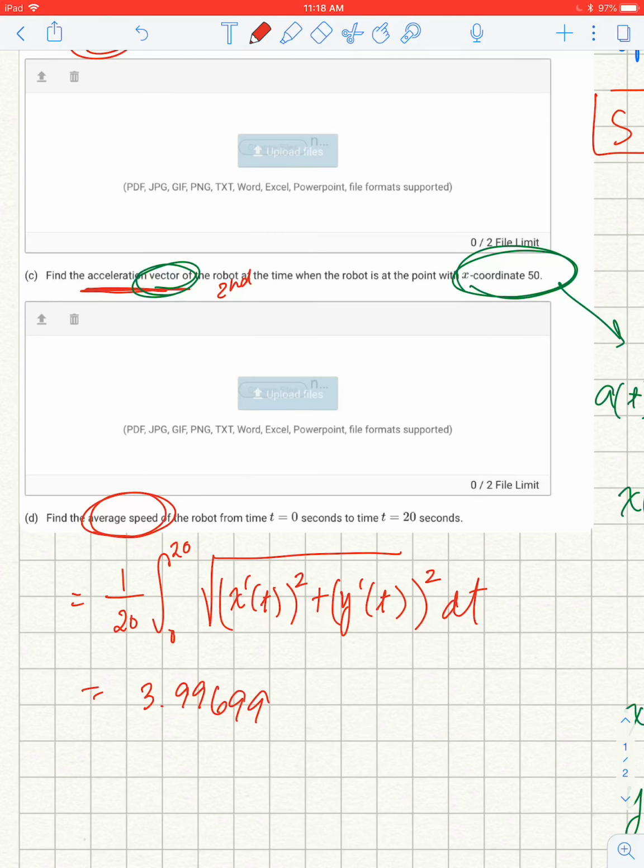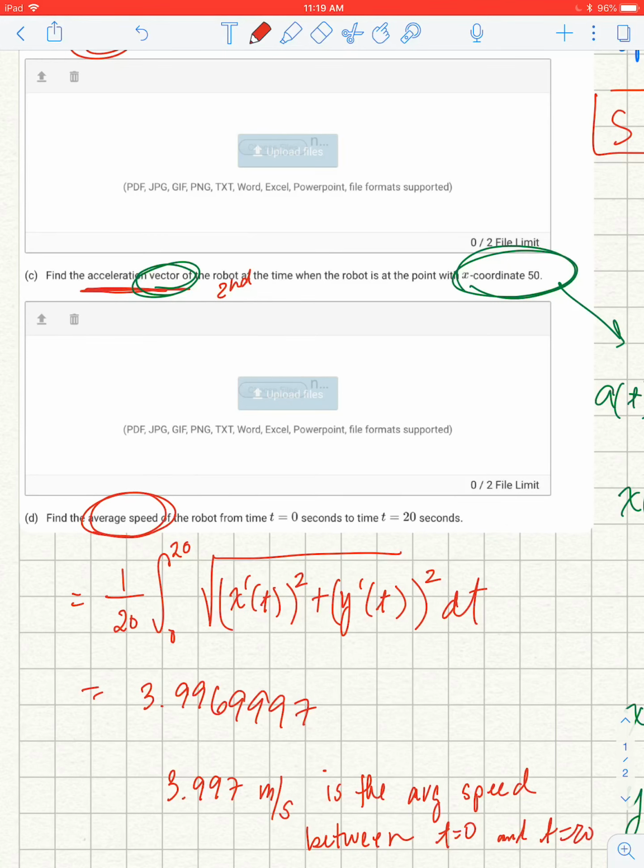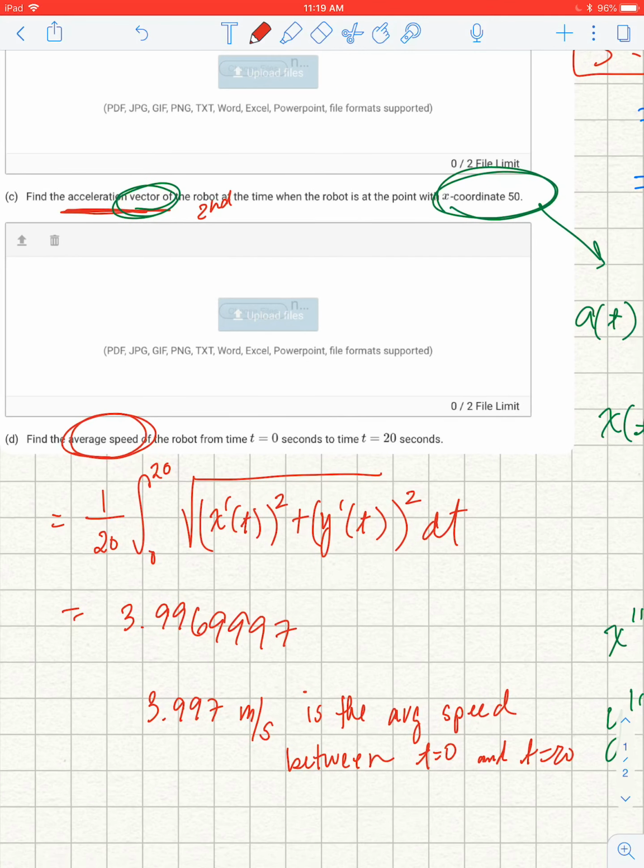3.9969997, okay? And that would be, so I would say like 3.997 meters per second is the average speed between t equals 0 and t equals 20.